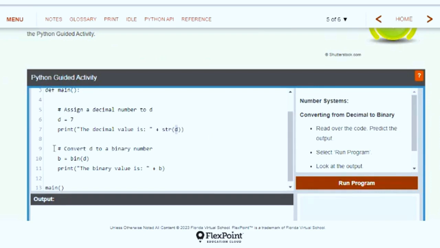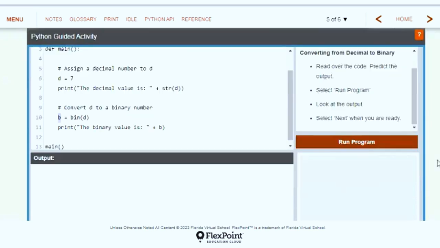And then this portion of code will convert that to a binary number. So we're going to say the B is the binary of whatever the decimal number is. So print that. The binary value is B, main. And notice we don't have to convert that to a string because it's in binary, which computer already likes. Let's run the program and see what it looks like.